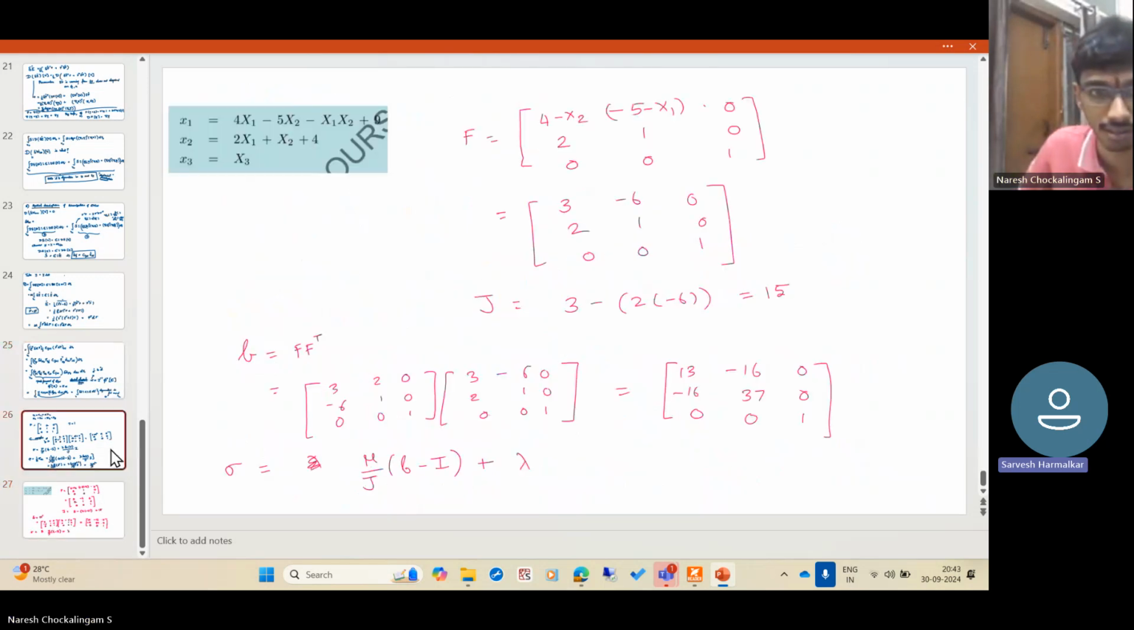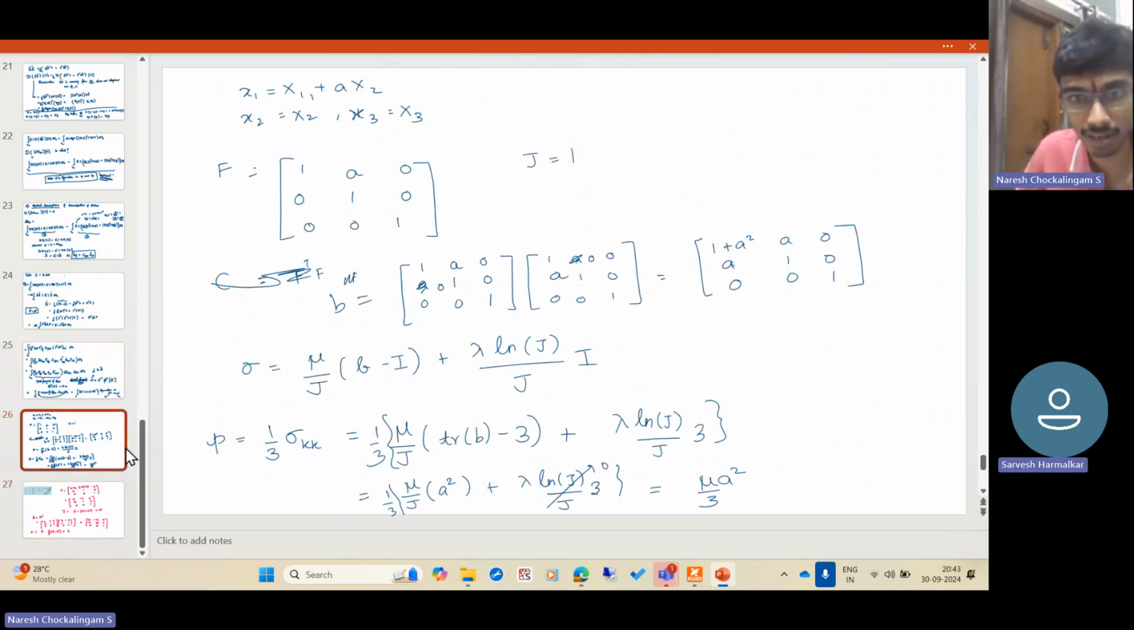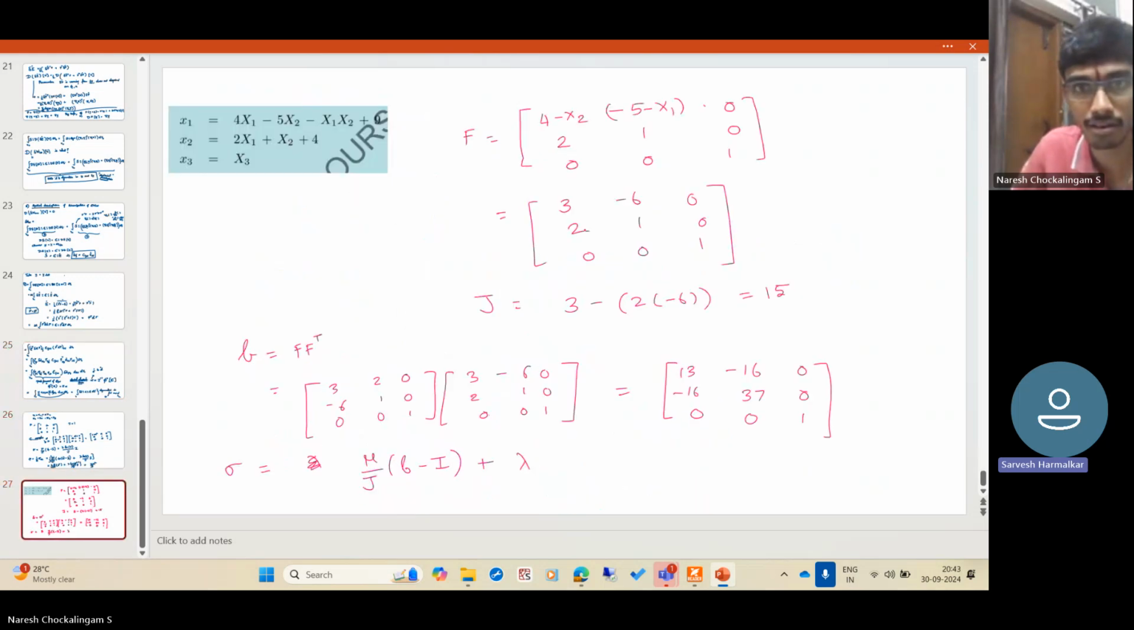Naresh, I think you have made one mistake. F is 3, minus 6, 0, no? So you have taken the transpose of it. Oh, sorry. Again, I have done it wrong. It is F F transpose, right? Yes, this is wrong.